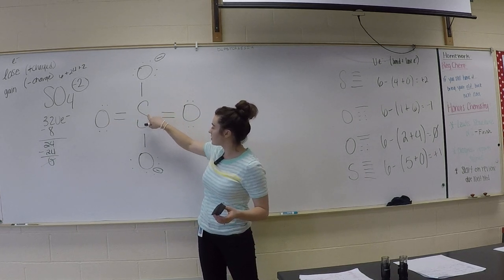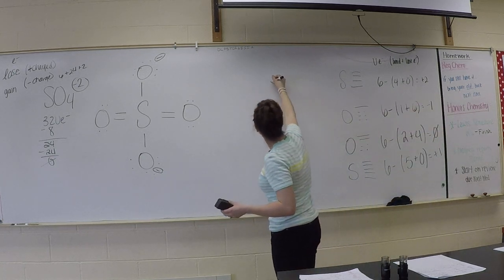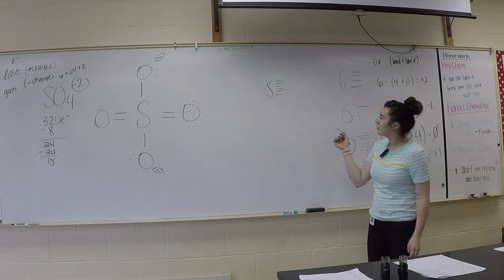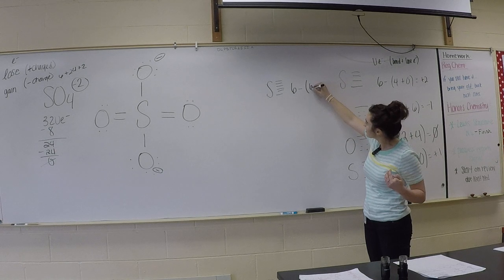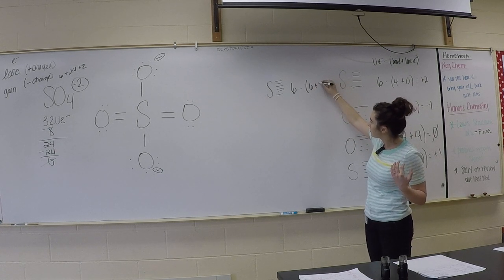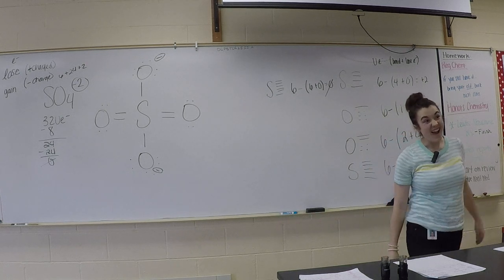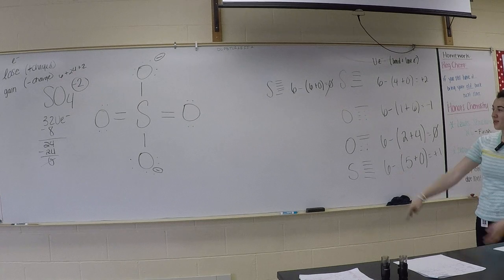So last thing is to check sulfur. Again, I'm running out of room. Sulfur has 6 bonds. 6 valence. How many bonds did I just say? 6 plus how many lones? 6 minus 6 is? Sulfur's neutral. All right, so what do our charges add up to?